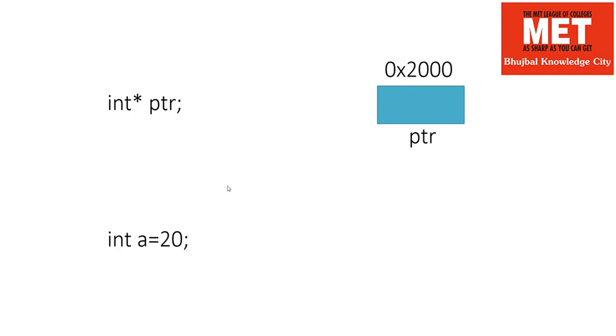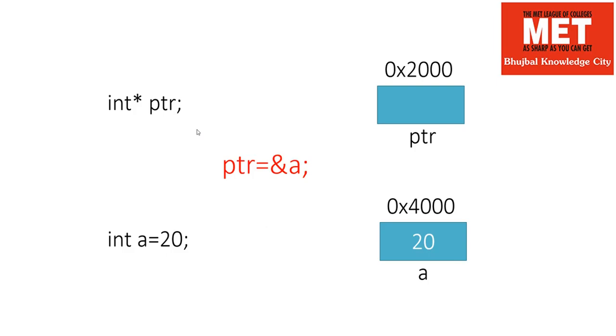Now we have declared a is equal to 20. Similarly, it will create a variable with name a, will store it at location 4000 and will contain a value 20. If you look at the next statement, which is ptr is equal to ampersand a, what this statement does is assign the address of a to ptr. It means that now ptr points to a and contains the address of a, which is 0x4000.